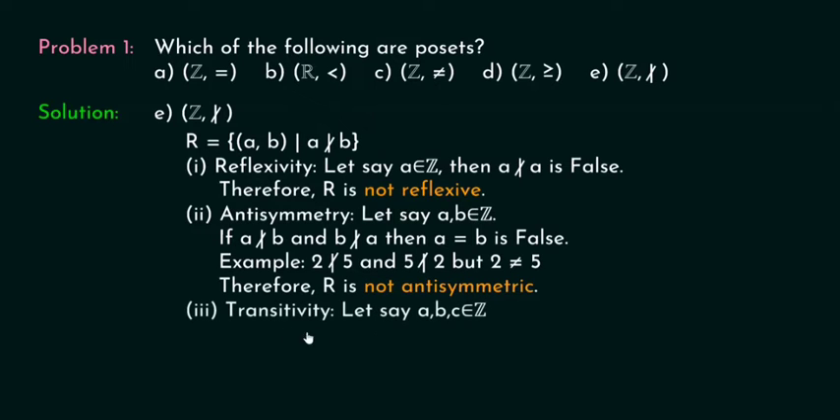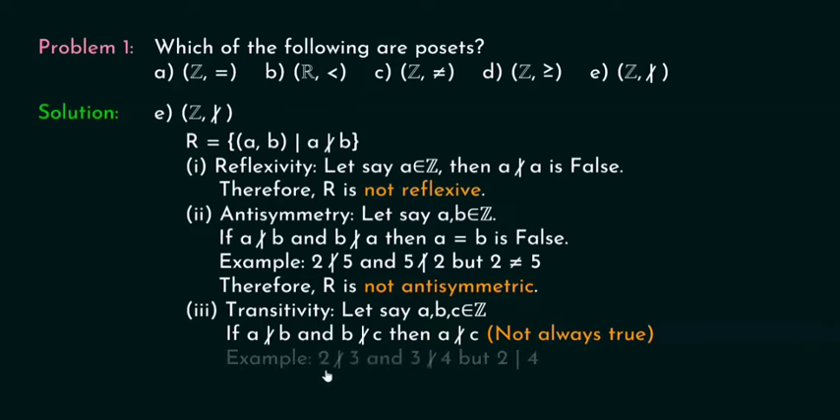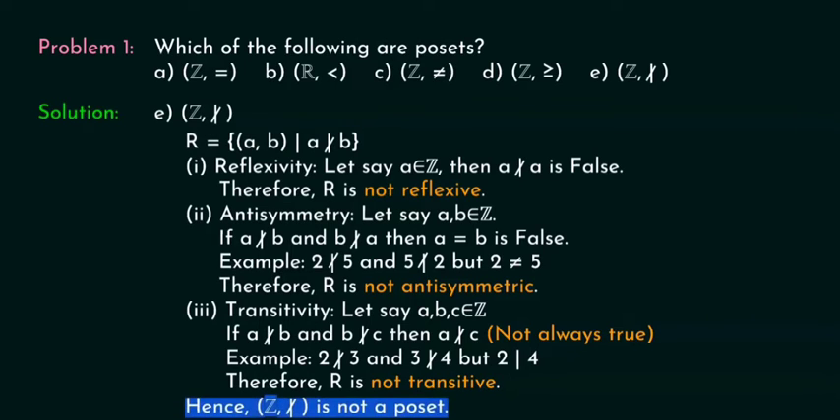Let's check transitivity. Let's say these three are integers. If A does not divide B and B does not divide C, then A does not divide C. This is not always true, let me tell you. Let's see why with the help of an example. We know that 2 does not divide 3 and 3 does not divide 4. But 2 divides 4, right? Therefore, it is not always true that if A does not divide B and B does not divide C, then A does not divide C, right? Therefore, R is not transitive. All these three properties are not satisfied. Hence, we can say this relation is not a partial order and this is not a poset, right?